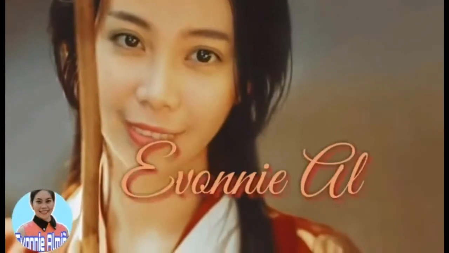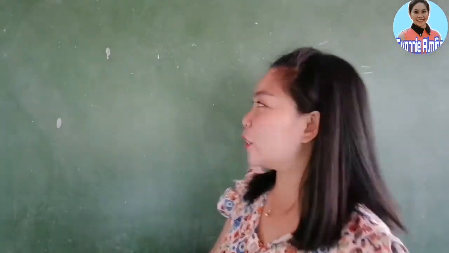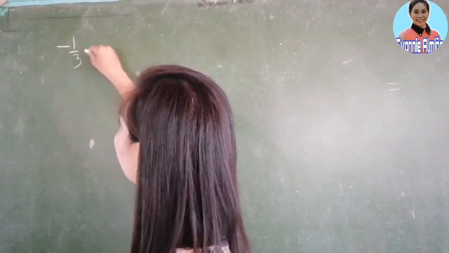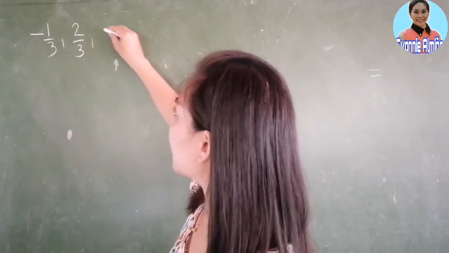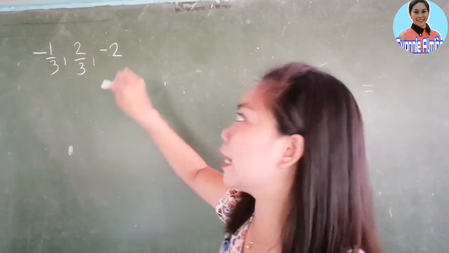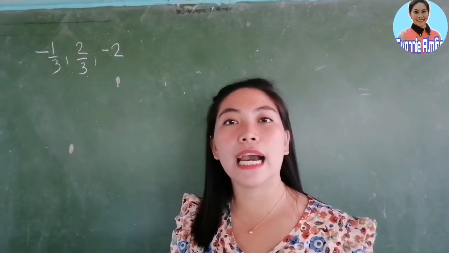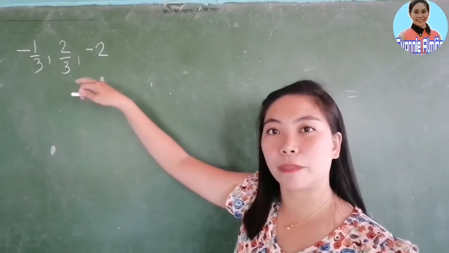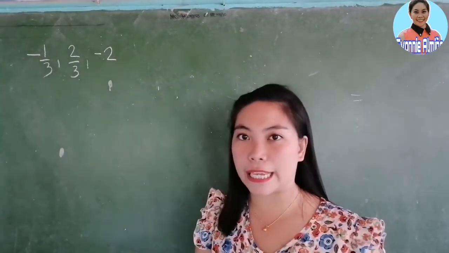Okay, last example natin in creating a polynomial. So, let's try this. We have negative 1/3, positive 2/3, then let's have negative 2. Okay, tatlong roots na lang yung gagawin po natin na polynomial equation. So, ibig po sabihin, our created polynomial function or equation should be in a third degree power.